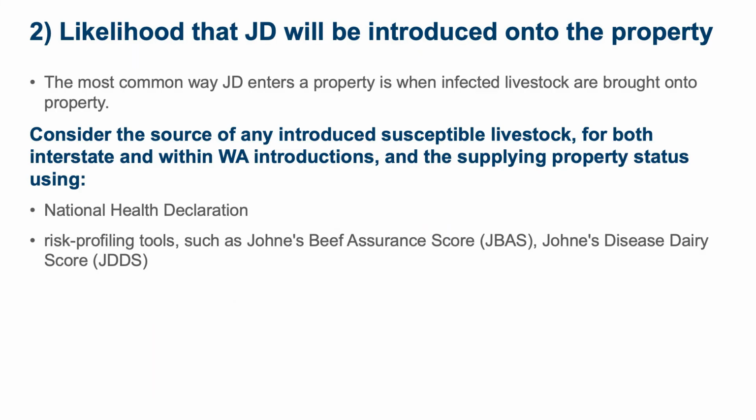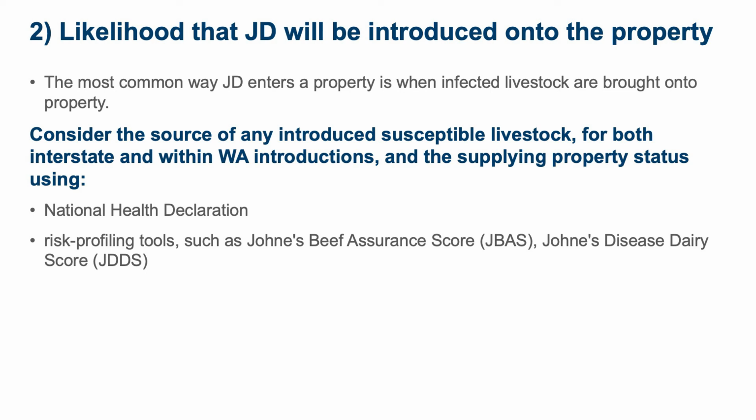Risk profiling tools such as Johne's Beef Assurance Score, JBAS, and Johne's Disease Dairy Score, JDDS, are another tool. These are self-declarations, and generally the higher the score the better, noting that scores above 6 for both schemes require a degree of testing to be undertaken. Properties with a higher score are considered less likely to have JD. However, the scores are a guide only and should be used in conjunction with other biosecurity practices to minimise the risk of introducing JD onto your property.